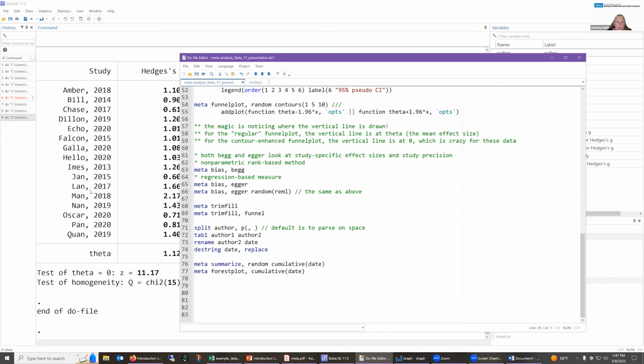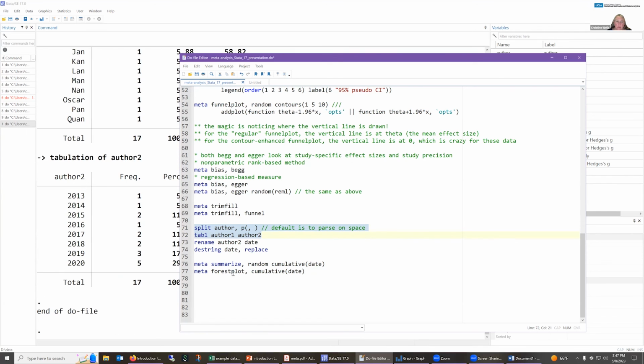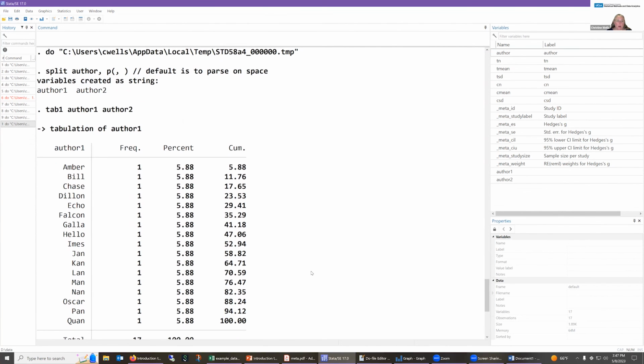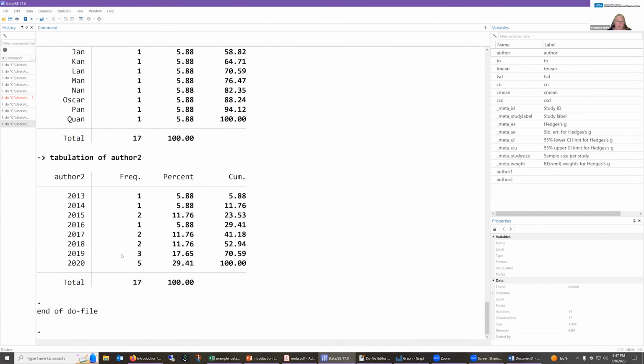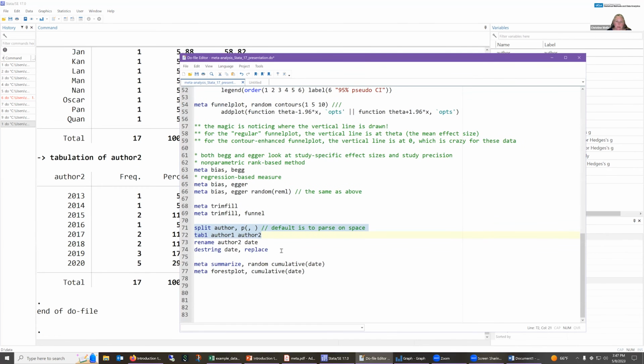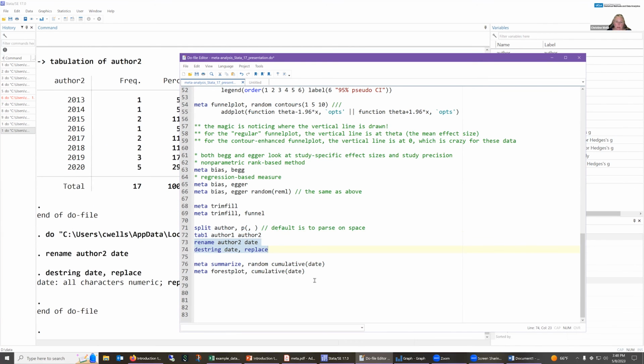The default is space, so I can parse on this, but I put it as comma space there just to make it clear. And when I do that, let's rock and roll that, I get two variables called author1 and author2. I don't care about author, but look at this. Hello, I got my dates all in their own little column. I'm going to rename it to date, and then I'm going to destring it. This is still a string variable. I want a numeric, so I go ahead and do that.